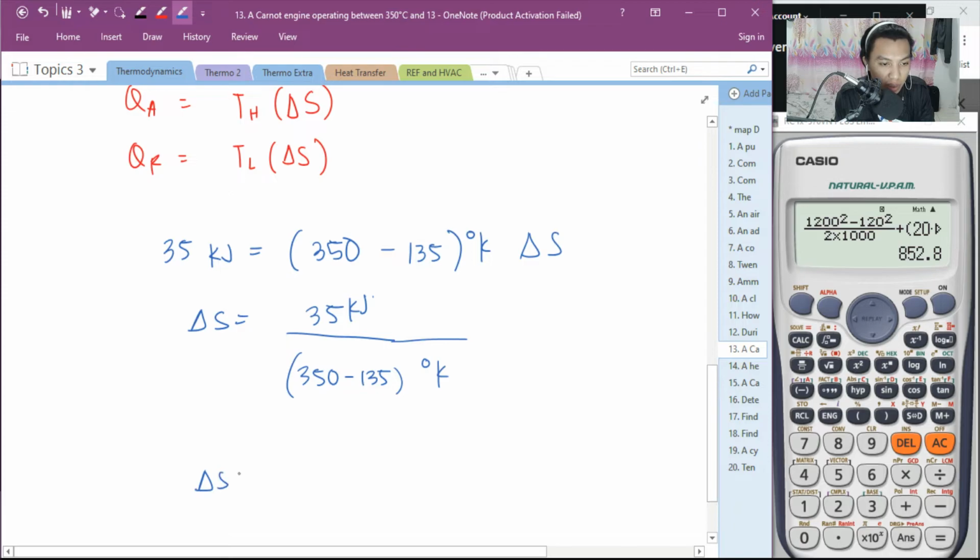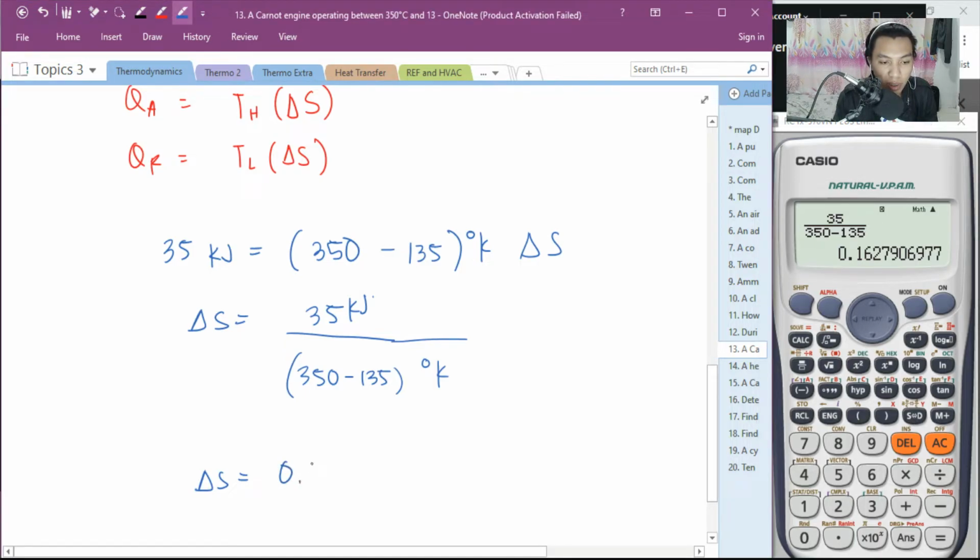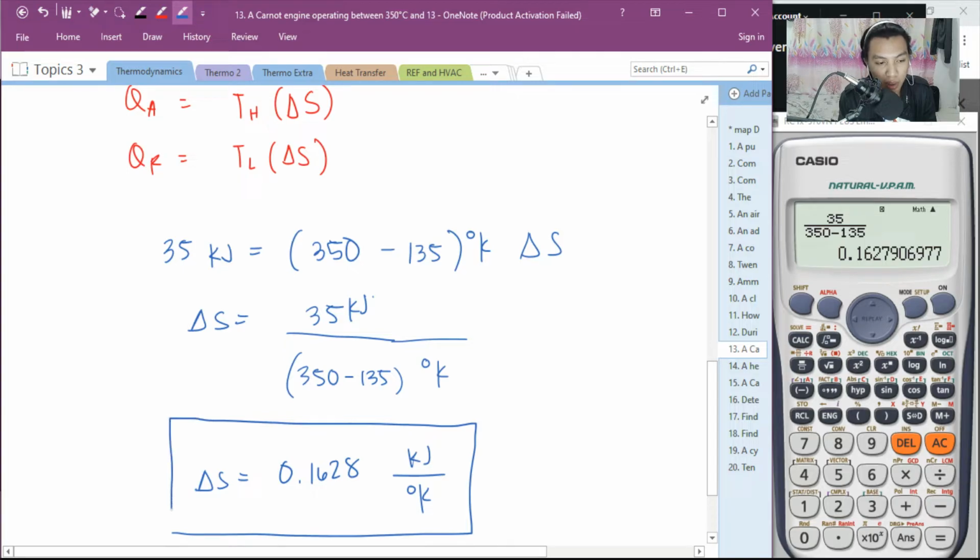Delta S is equal to 35 divided by 350 minus 135. The answer will be 0.1627 or 0.1628 kilojoule per degree Kelvin. That is delta S. Ganun lang kadali. Paikot-ikutin mo lang yung Carnot engine or the Carnot cycle.